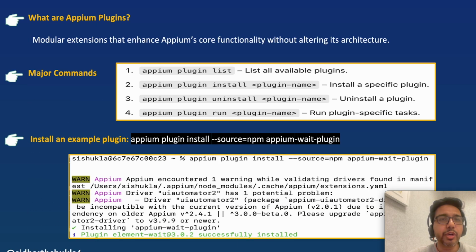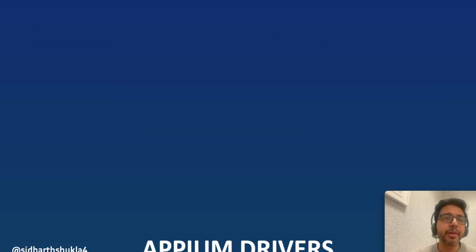Then we will look into the Appium plugins part, right? To install a plugin, you can use appium plugin install --source npm, and the plugin name, for example the Appium wait plugin, which you can see at the end. Some of the plugin commands I have also given here, so that when you freshly install Appium, you may try to play around with commands like appium plugin list, install, uninstall, run. All those are the most used commands related to Appium plugins.